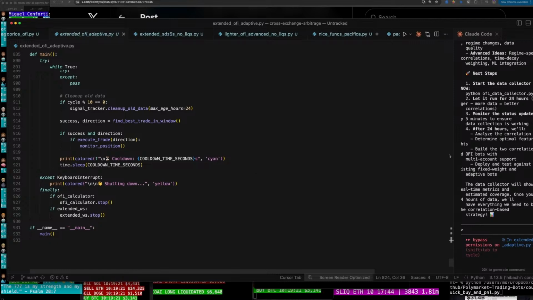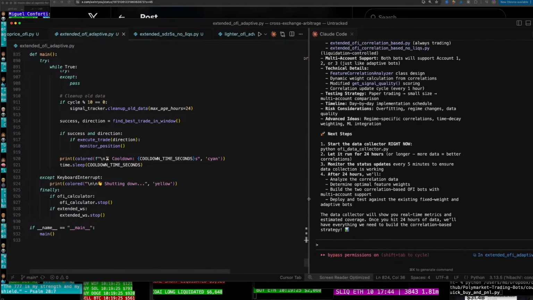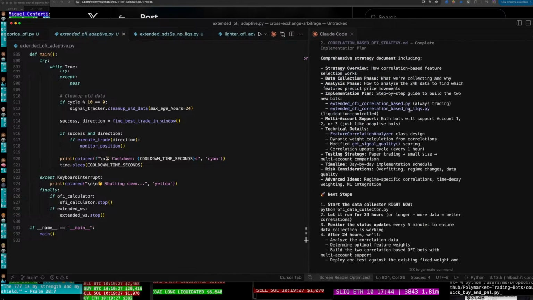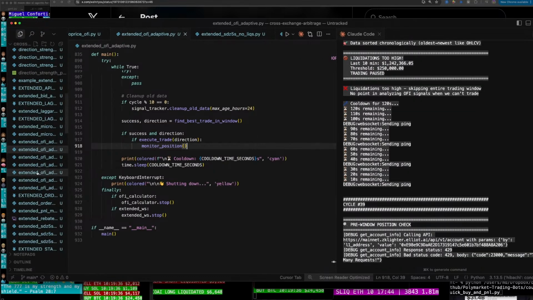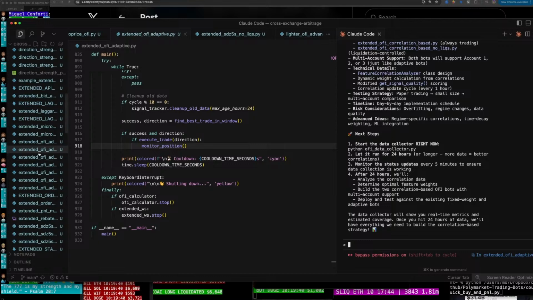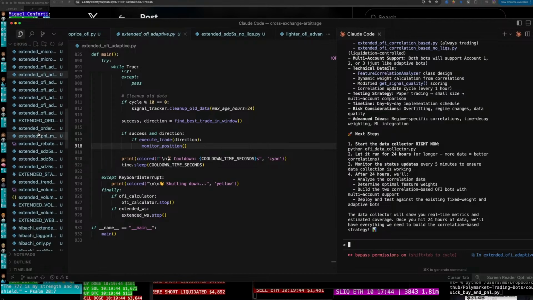Let's go ahead and get this file running, and then I can cut this off because I know it's getting long. So let's go ahead and read through this real quick. So OFI data collector, let's go find that. Run this now. Let me go ahead and find it. OFI data collector.